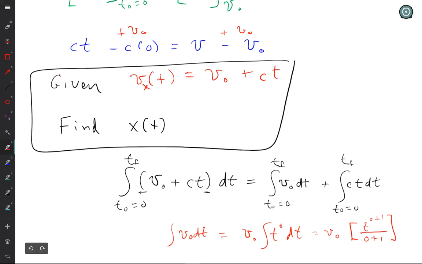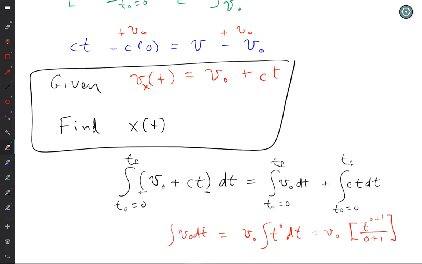And like I said, no one would ever write t to the 0. It just is ridiculous. But you can see why you get that outcome by writing it. And so t to the 0 plus 1, that's t. Once again, nobody ever writes t to the 1 either. That's just t, and divided by 0 plus 1, that's divided by 1. So it's just t. So the first one gives you v0 times t with our limits. So t final minus t0, which is 0.